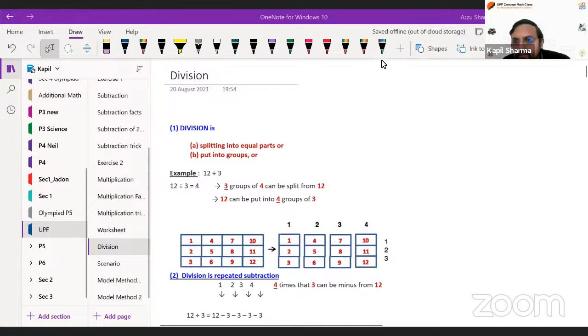Yes, so guys, we'll start with division. And then if we have time, we will discuss some problems related to addition, subtraction, multiplication, and division.